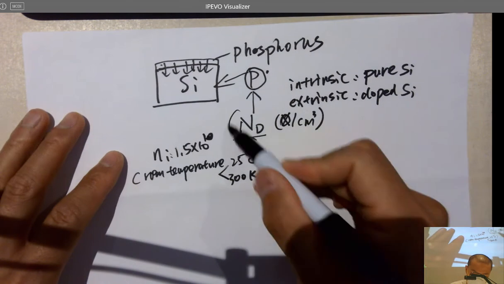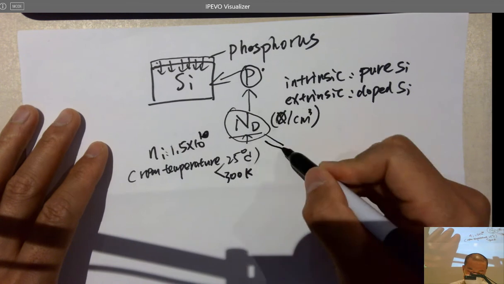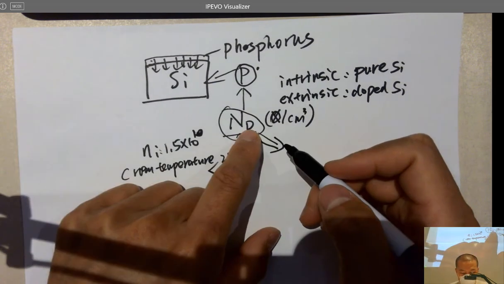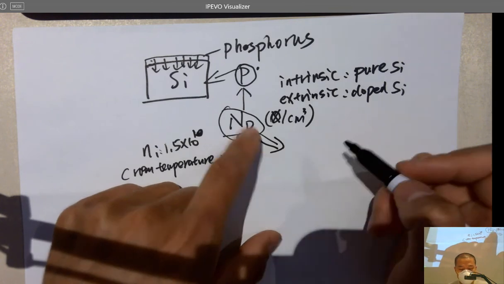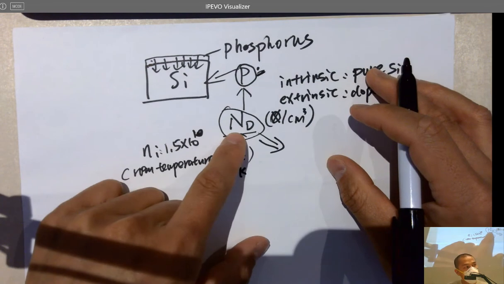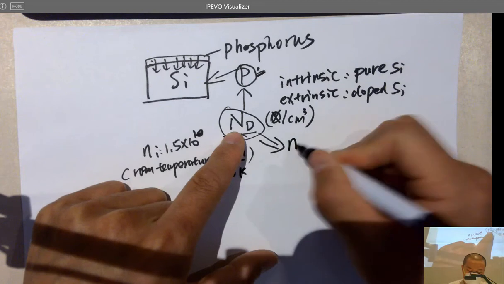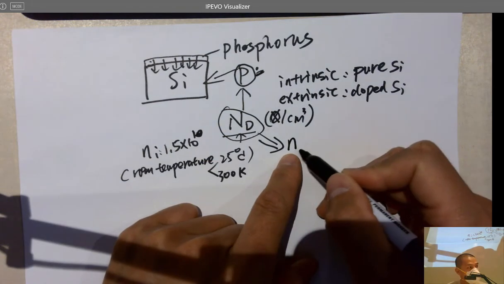And if we know this one, if this number is given, because this number is going to dominate, it's a donor atom concentration, and every atom contributes 1 electron here. So it's going to be very close to the electron concentration, which is N, right? Definitely N. But for the subscript, so what's this going to be?